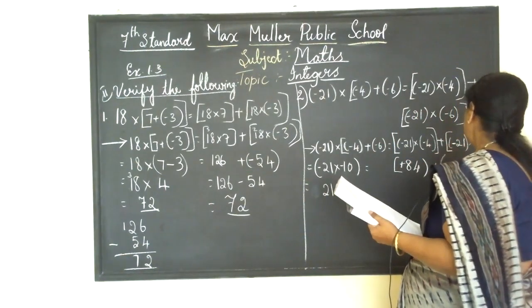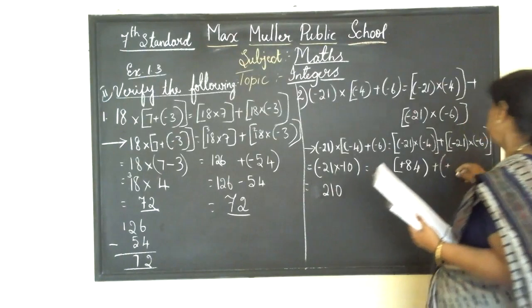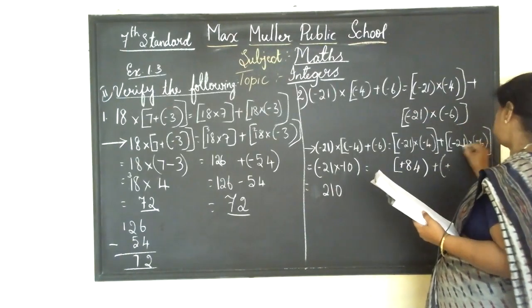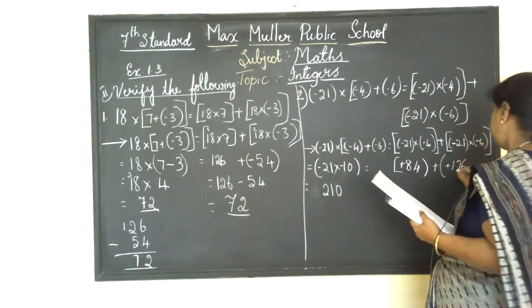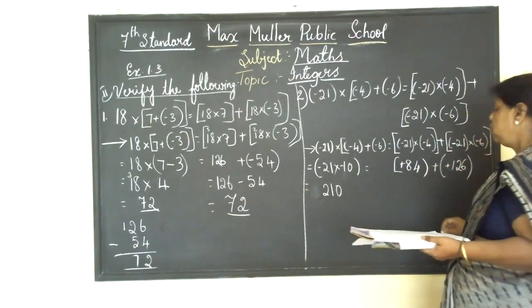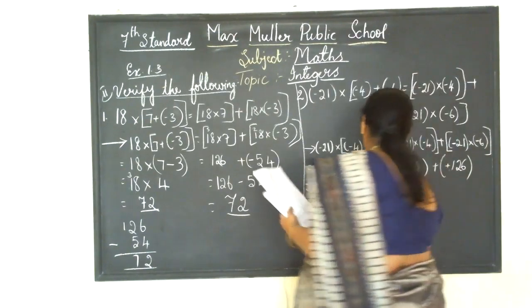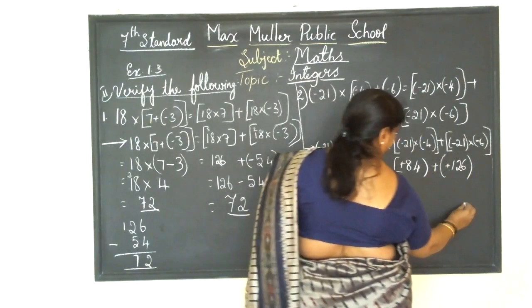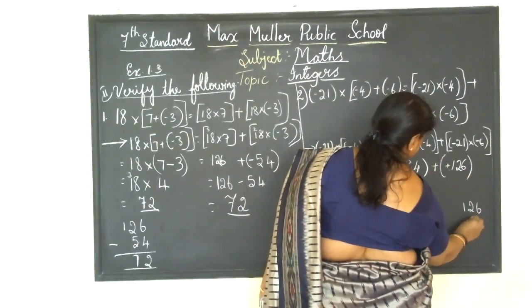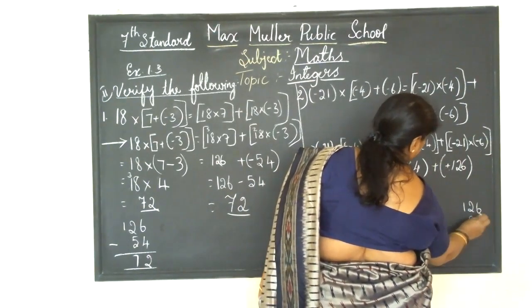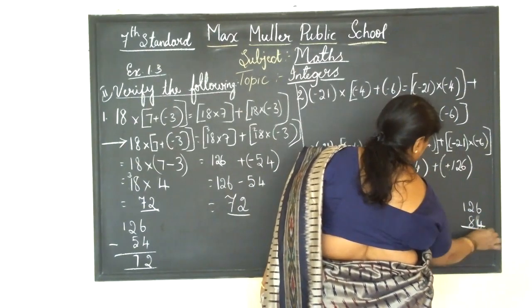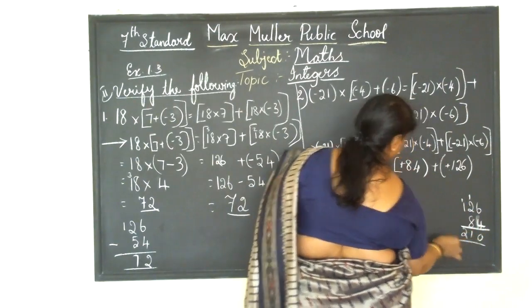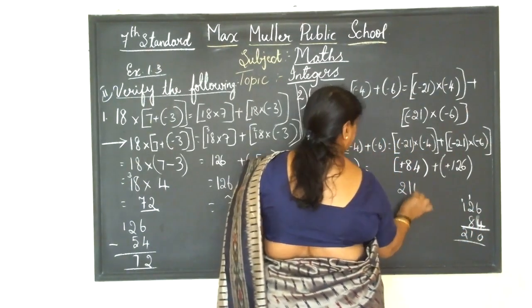Plus, minus into minus plus, I got... So 6 ones are 6, 12. So here 84 plus 126. Sorry. 10, 1 carry 11, 1 carry 2. So you got 110.